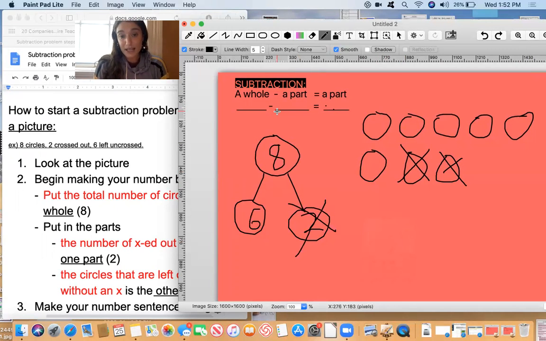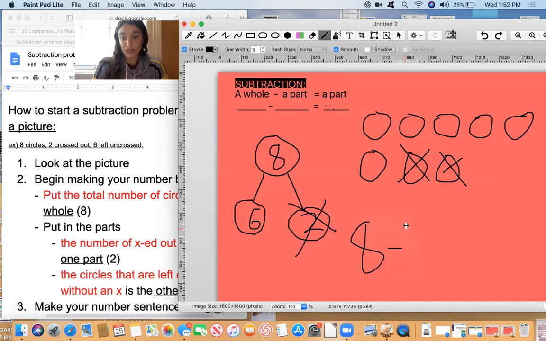Now, in order to make our number sentence, we need to use our phrase. A whole minus a part equals a part. So let's say it together. A whole, we know the whole is 8, minus the part. Remember, minus or subtract means to take away, and when we take away, we use X's. So it's 8 minus 2.